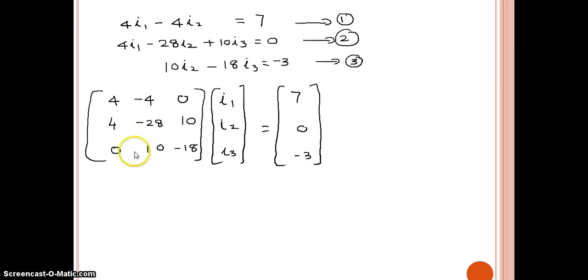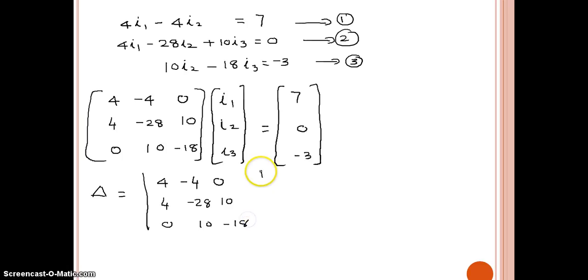For the third one, there is no I1 coefficient, so it is 0. I2 it is 10 and I3 coefficient is minus 18. Now for getting I1, I2 and I3, we don't want to calculate I3 here as per the question. So for getting I1 and I2, first we need to calculate the determinant, delta. Delta is 4, minus 4, 0; 4, minus 28, 10; and 0, 10, minus 18. Writing the determinant, first 4 I am taking, so this multiplied by this: minus 28 multiplied by minus 18 minus 10 into 10.